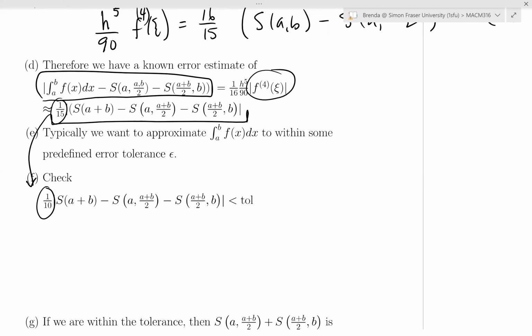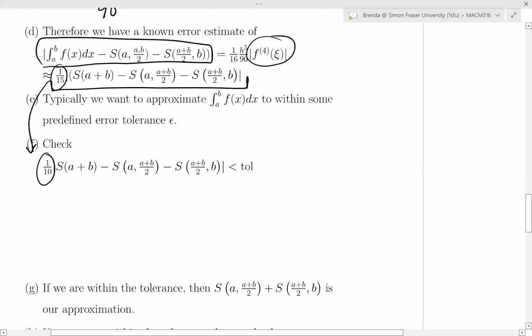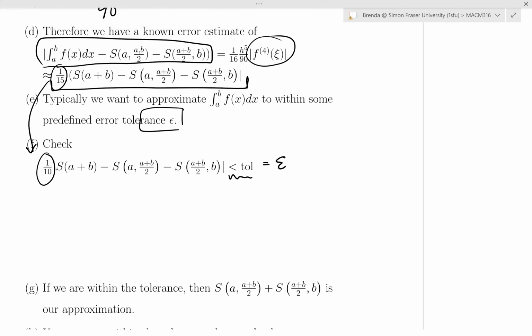Okay, so what we do with this adaptive quadrature based on the Simpson rule is we do two estimates, and then we check whether the difference between the two of them is less than some tolerance which we pick. Here it says predefined tolerance epsilon. This would be equal to epsilon. So we check that.